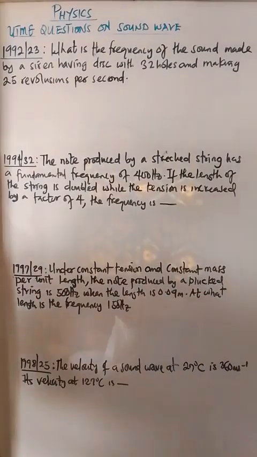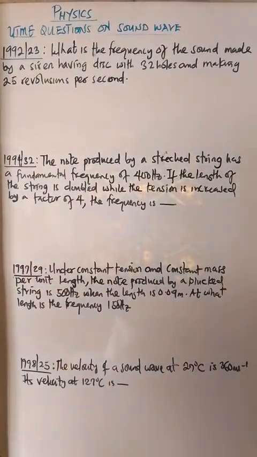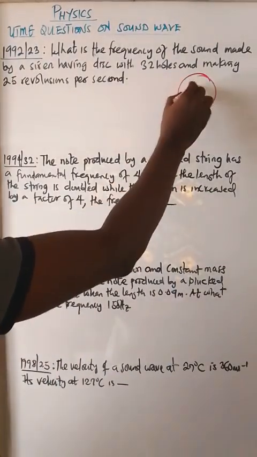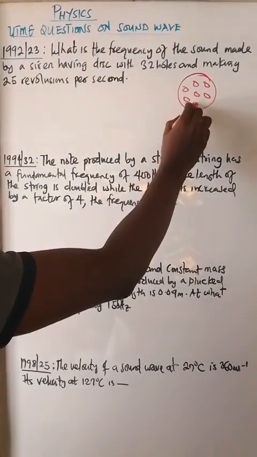Okay, what is the frequency of the sound made by a siren having a disc with 32 holes and making 25 revolutions per second? So let's suppose this is the siren and it has holes.